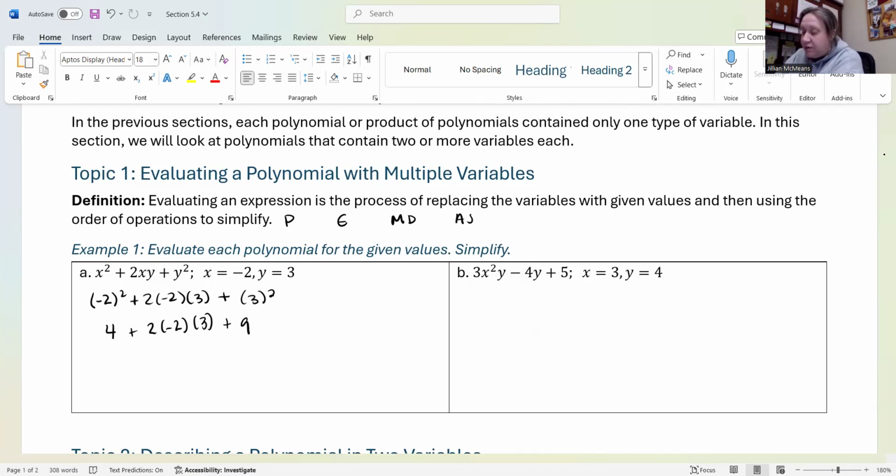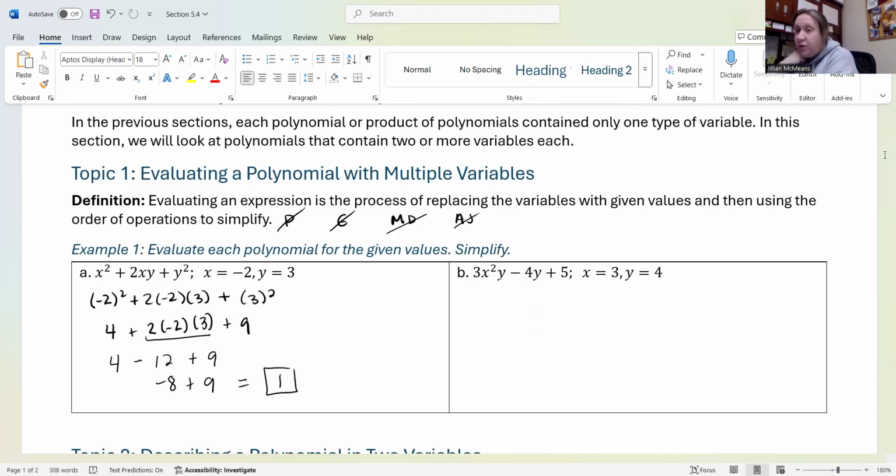Okay. Now we didn't have grouping symbols. We did our exponents. We now need to look at multiplication and division. So that's this middle chunk right here. Okay. So 2 times -2 is -4. -4 times 3 is -12. So I'm going to rewrite this middle term as -12. Okay. And then we just add and subtract. That's our last step. So 4 minus 12 is -8. And -8 plus 9 is +1. So when we evaluate x squared plus 2xy plus y squared for x is -2, y is 3, we specifically get 1.